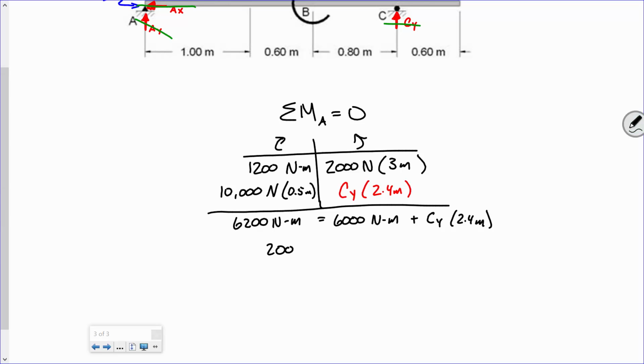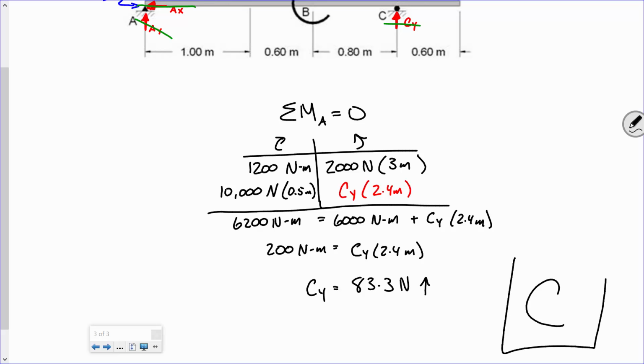You get 200 newton meters equals CY times 2.4. What's CY? Say it again. Is it positive? So that means it is acting upwards. All right. Sound good? Not too bad, right? Simple stuff.